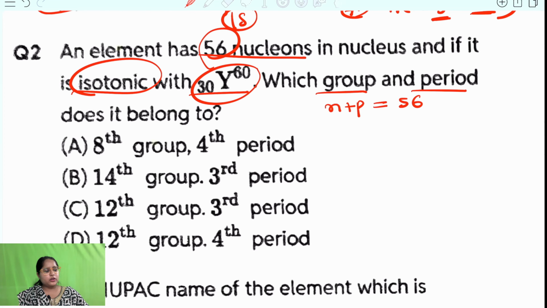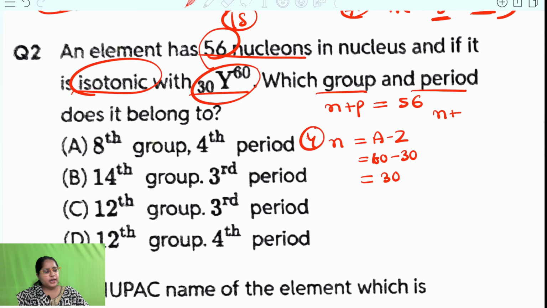So how to find the number of neutrons? Number of neutrons will be A minus Z. A is the mass number 60 and Z is the atomic number 30. This we are finding for Y. So for Y we have got 30 neutrons, and they are saying that Y is isotonic with the 56 element. It means that the neutron count of this element is also 30.